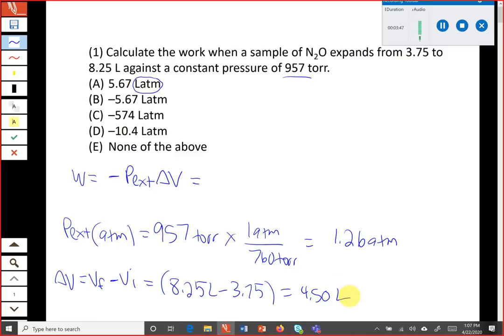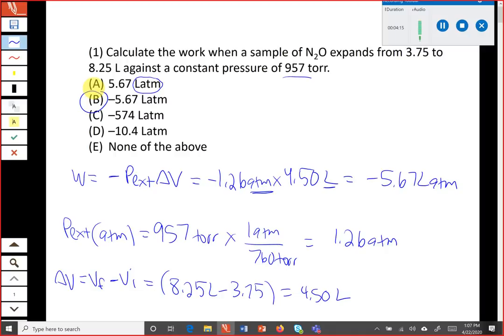All right, and then we're going to put those numbers in up here. So we have an external pressure of minus 1.26 atmospheres, and then a delta V of 4.50 liters. And by using these numbers, we have the units of atmosphere liter or liter atmospheres as is given in the answer choices, and that comes out to minus 5.67. All right, and so that's going to be the answer we would pick, which is choice B here.